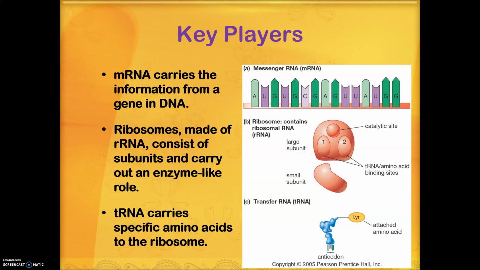The ribosomes are actually made up of rRNA. The little R stands for ribosomal RNA. That's actually where the protein is going to be made. Remember, they're out in the cytoplasm and also in the rough ER. And finally, the last player, tRNA, the little t stands for transfer. That's going to carry the specific amino acids to the ribosome in order to put them together to make a protein. Because remember, proteins are made up of amino acids.